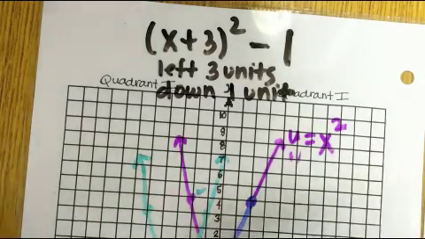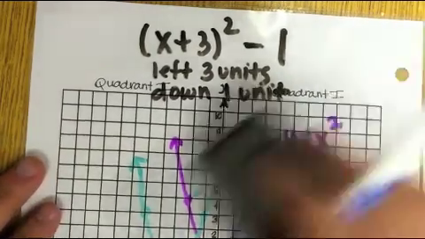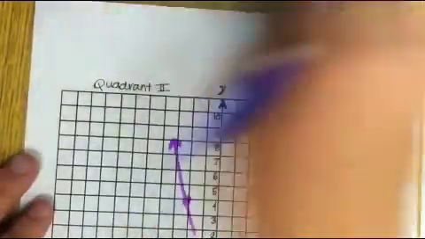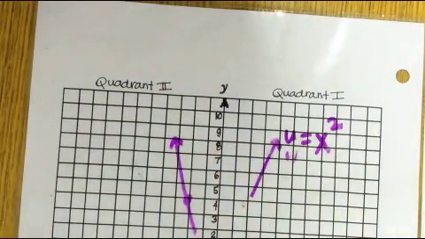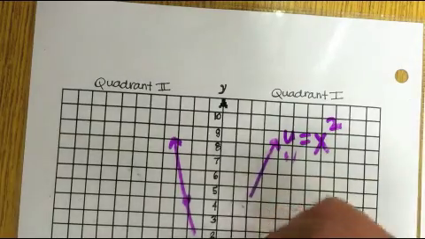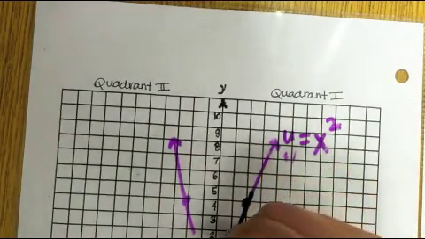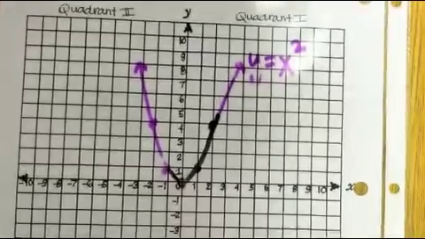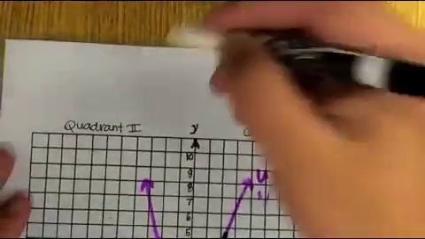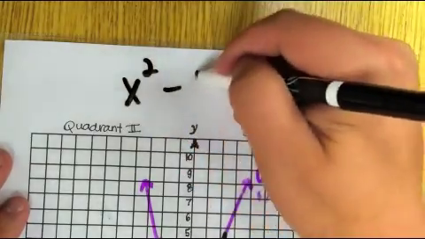Okay, let's do another one. Sorry about this. Okay, so there's that. All right, so the next one I want to do is y equals x squared minus 6.